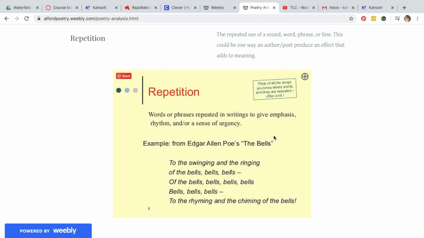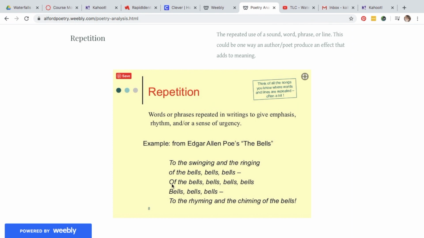Repetition is super important when it comes to poetry, because in a story you can take as long as you want. You can make 1,000 pages if you want to. But in poetry, you're trying to keep it as short as possible. So if they repeat something, they want you to pay attention.